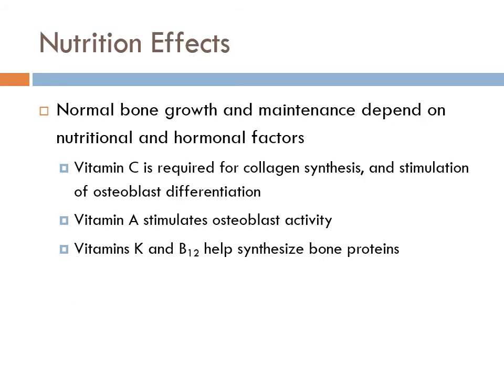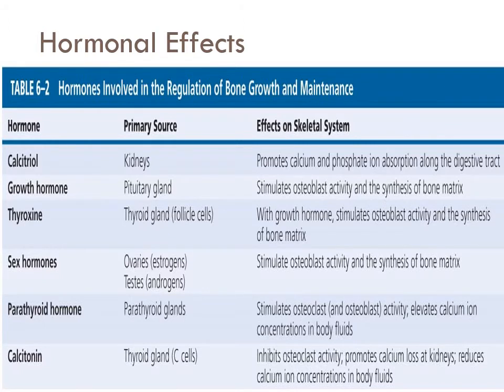We also need vitamin C for collagen synthesis and for osteoblast differentiation, vitamin A to stimulate osteoblast activity, and vitamins K and B12 to help synthesize bone proteins, such as the collagen fibers. Here are some hormonal effects, so you can look over this. It's just going to show you what the hormone is. So the hormones involved in the skeletal system are calcitriol, growth hormone, thyroxine, sex hormones, parathyroid hormone, and calcitonin.